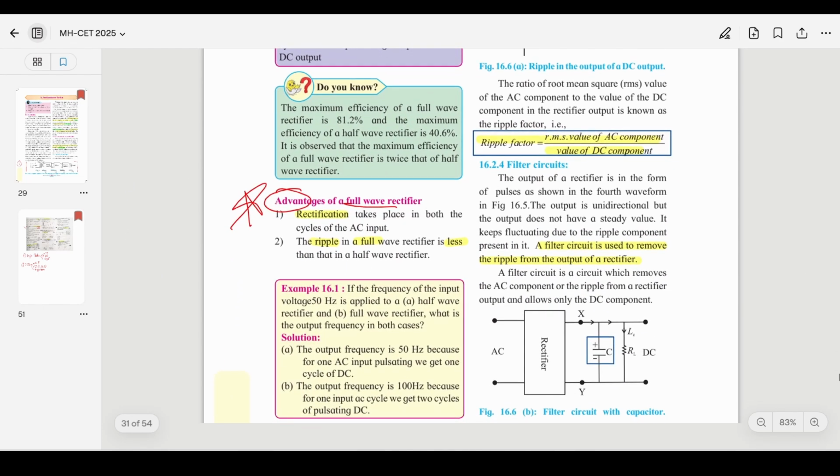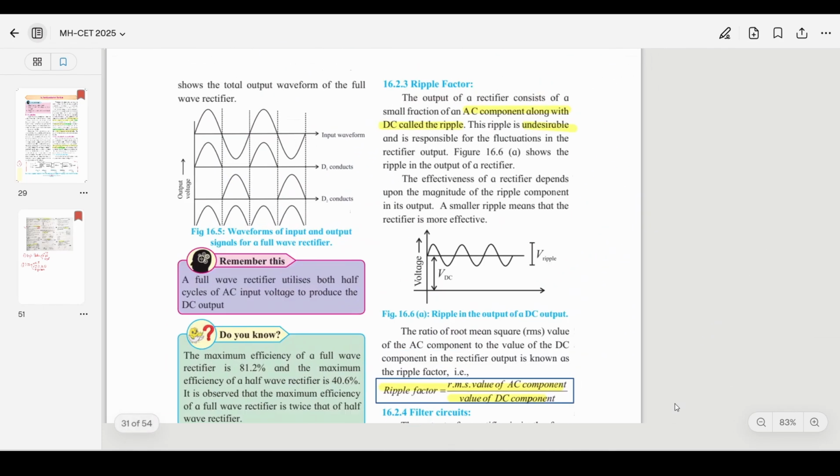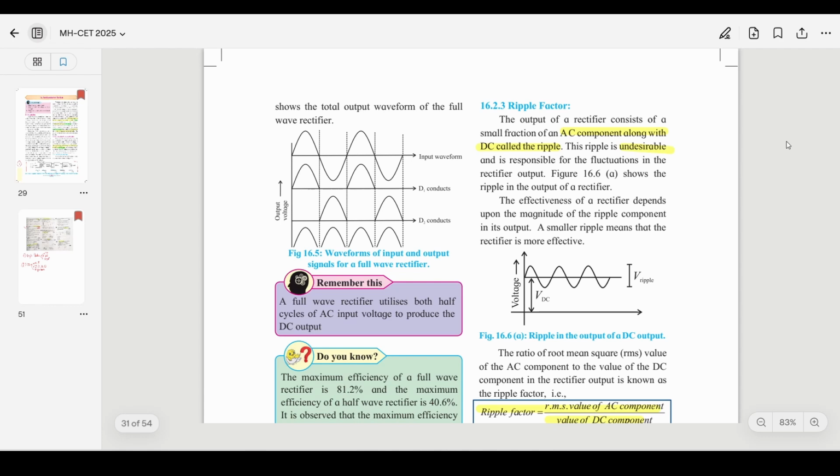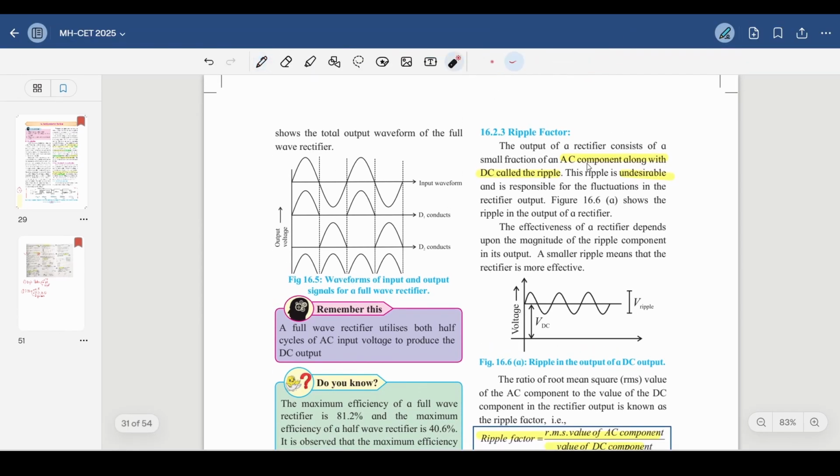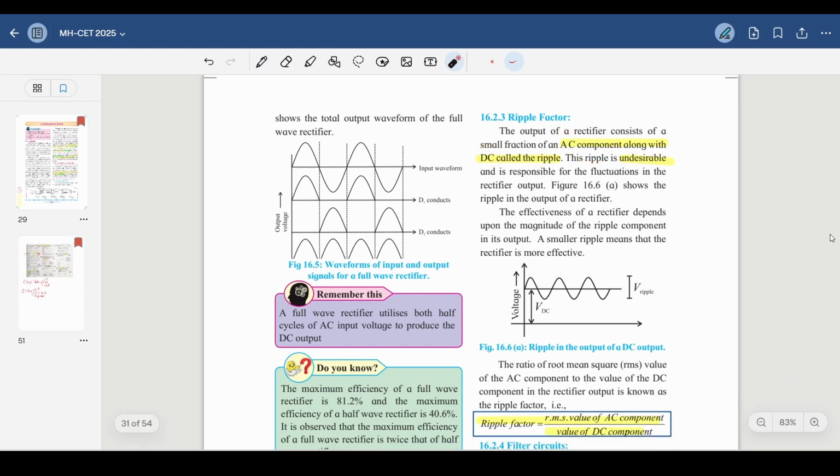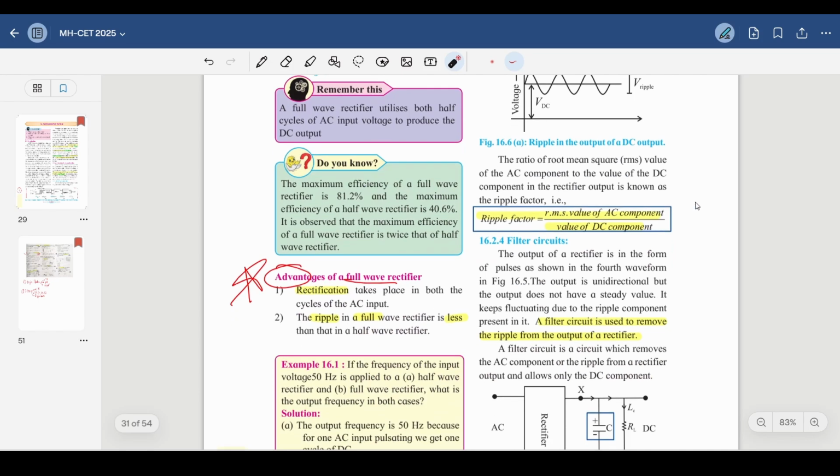There are a lot of questions that have been asked directly from the textbook. Okay, so yes, now next is the ripple factor. Ripple factor, as I already told you, is the undesirable AC in the DC. The AC component along with the DC is called ripple, and this ripple is undesirable, right? So there's this simple formula that you have to know about ripple factor. That is nothing but the RMS value of the AC component upon the value of the DC component.